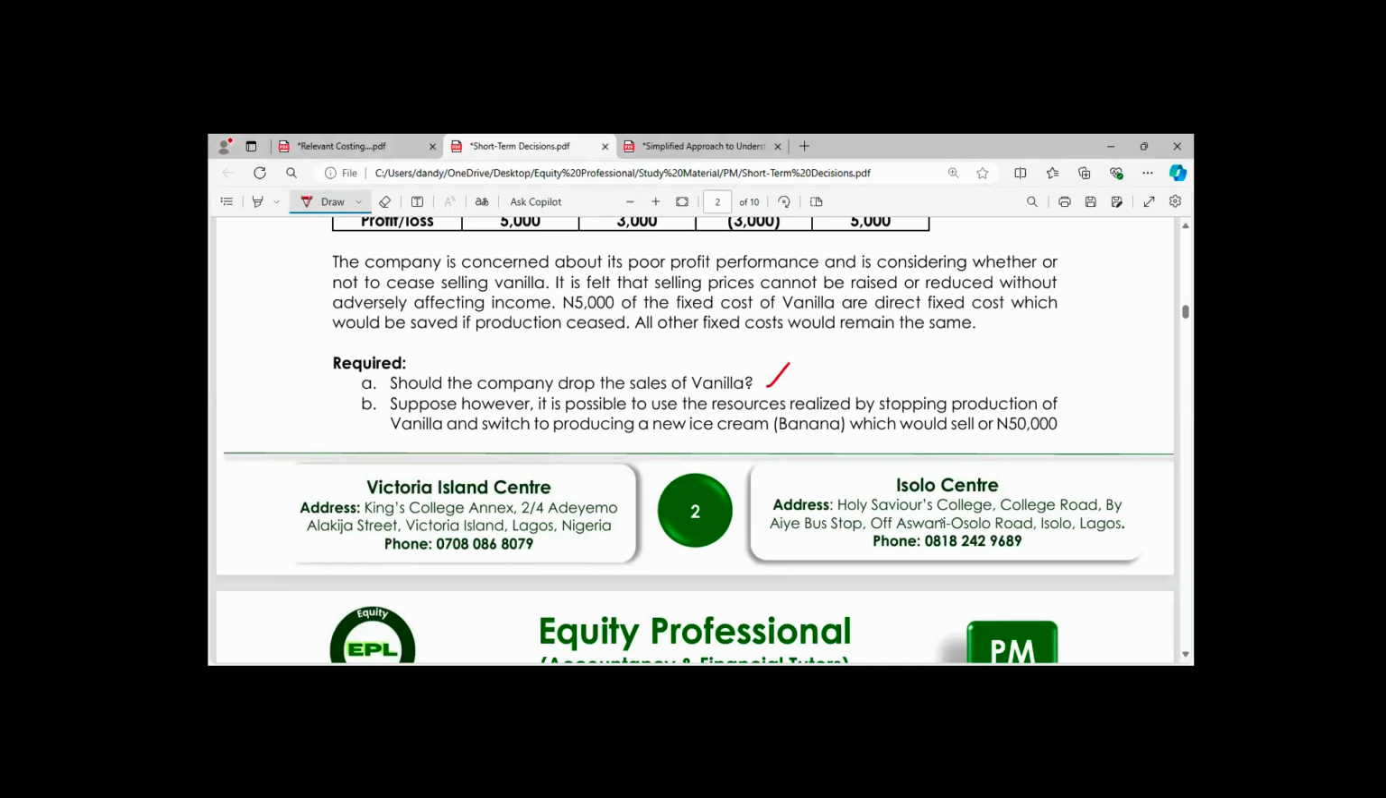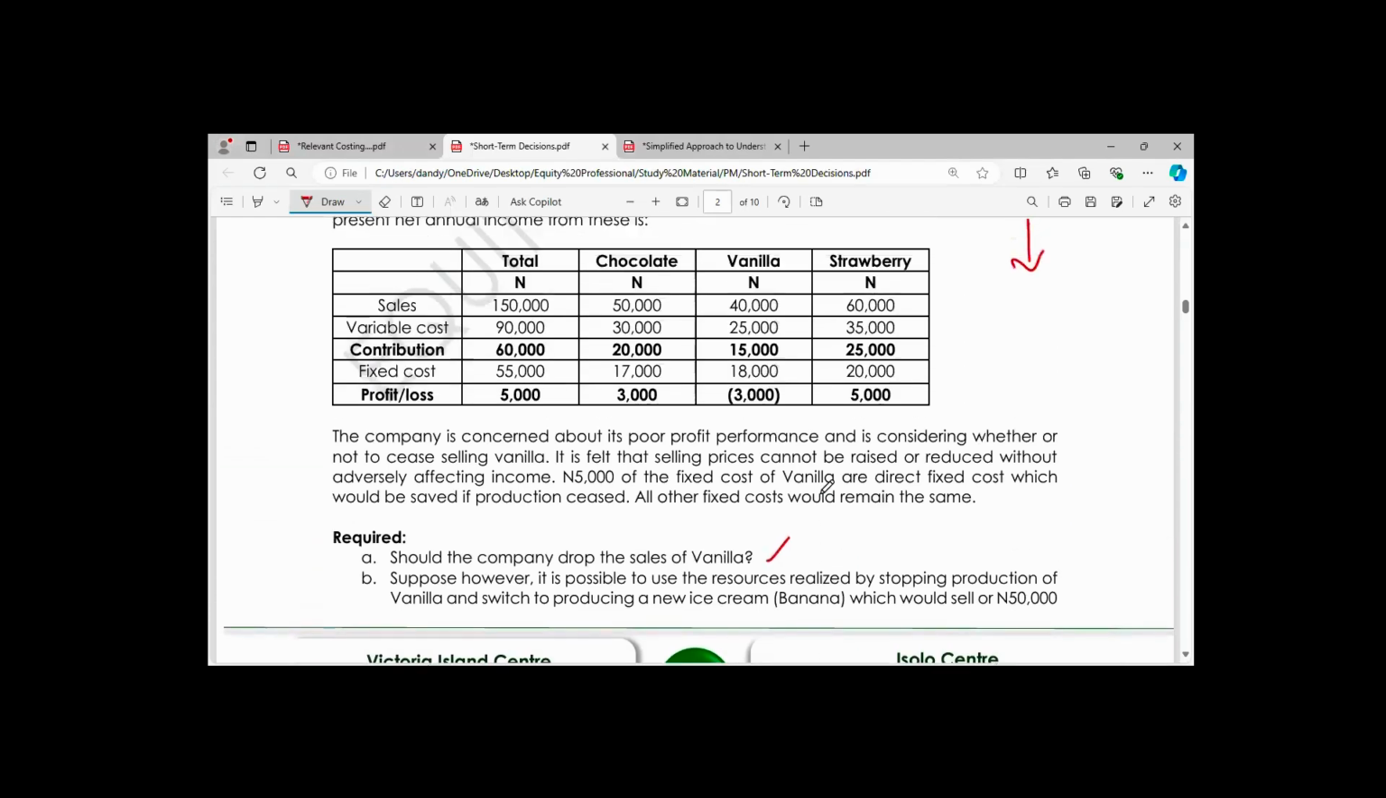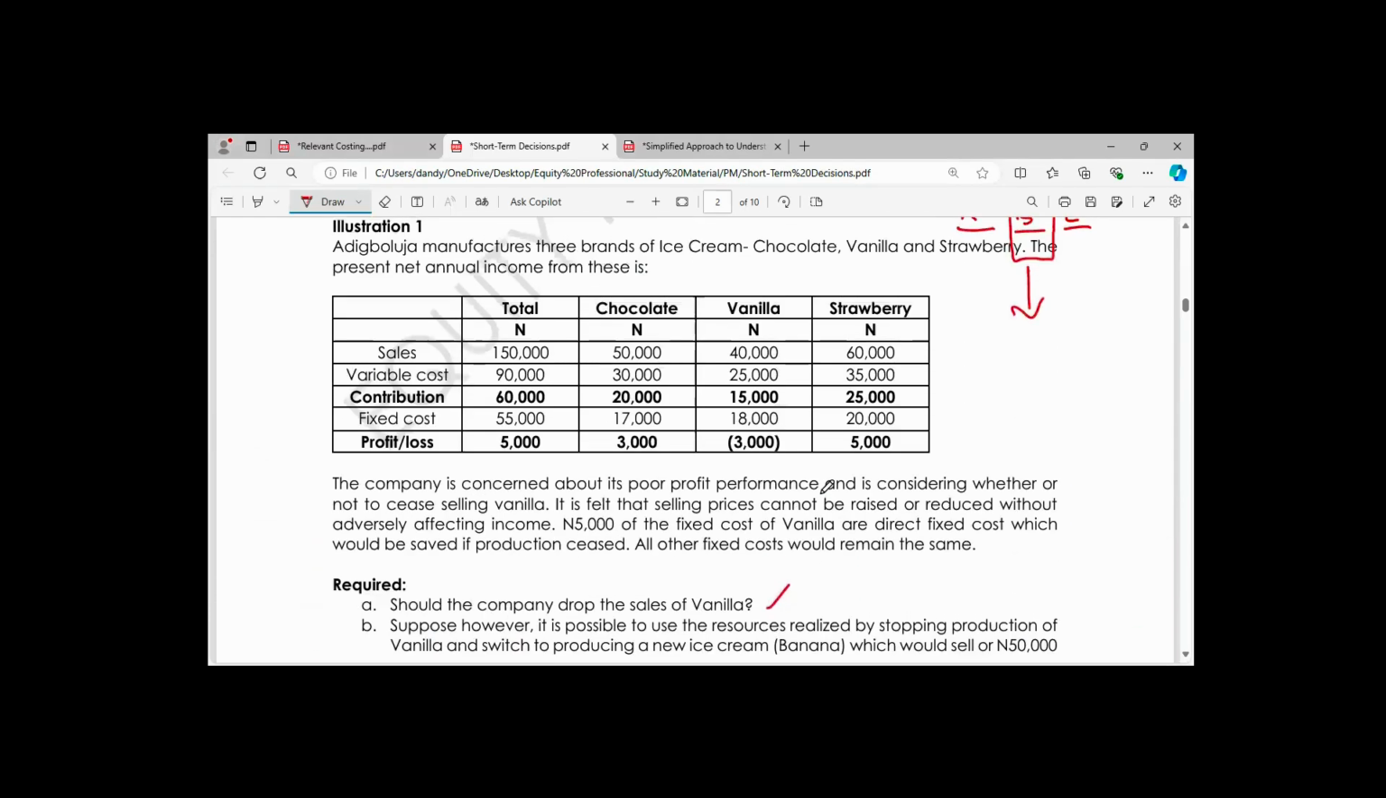Just go ahead and determine the contribution of the affected segment by comparing the sales value versus the relevant cost of producing vanilla. Remember my previous explanation: your focus should be on the affected segment, which in this case is vanilla. You are less concerned with the profitable segments, chocolate or strawberry. Your focus is on vanilla, which is operating at a loss of 3,000. So using the formats, the first thing is to pick this without wasting time.